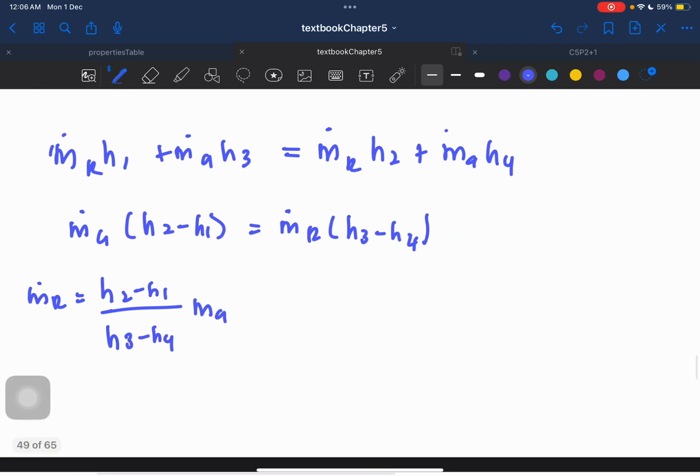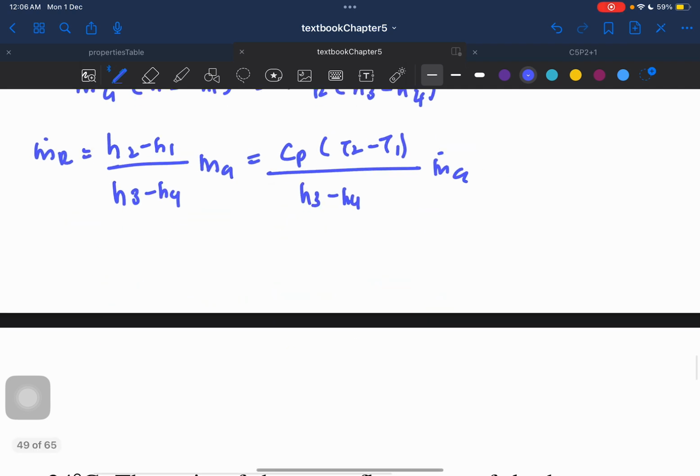Okay, so from here, we can simplify this equation. We can write it as the specific heat times (T2 minus T1) equals (H3 minus H4) times the mass flow rate of air.